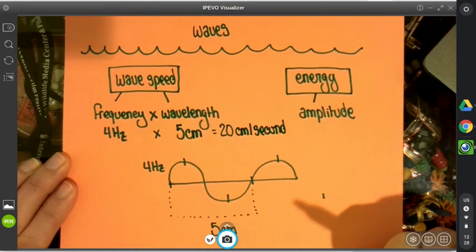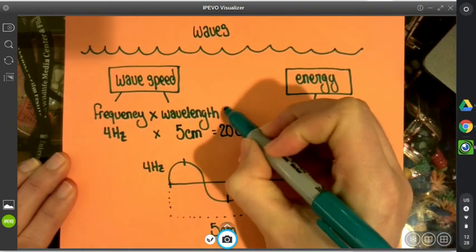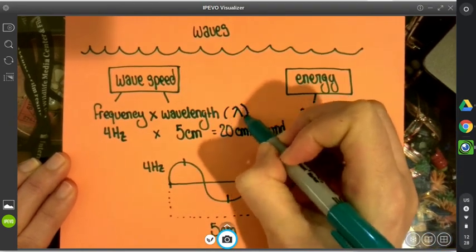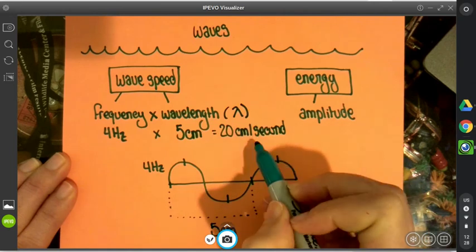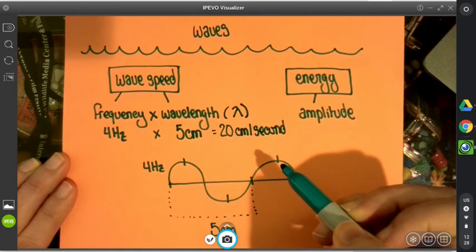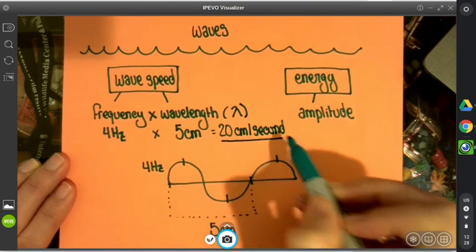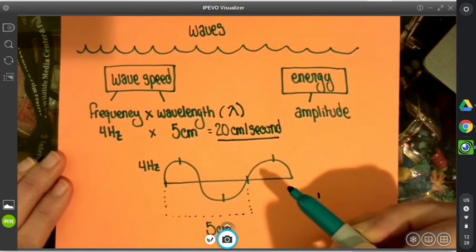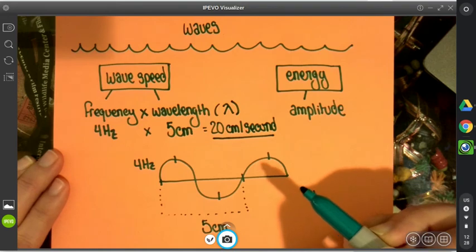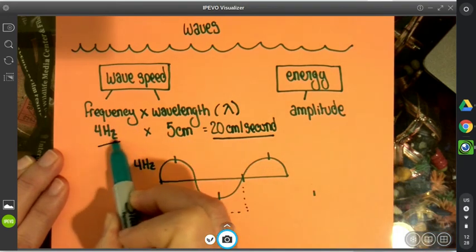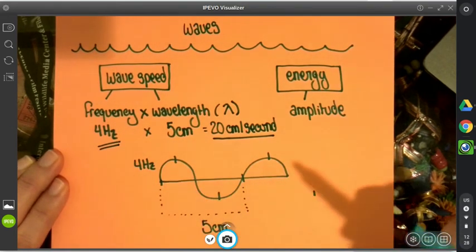Eventually, you're going to learn a new symbol called lambda. It's a Greek symbol, relationship in waves. But for now, we would just say 20 centimeters per second is how fast this wave is moving along, which is not that fast, given what I understand about cell phones and radios having much higher frequencies.